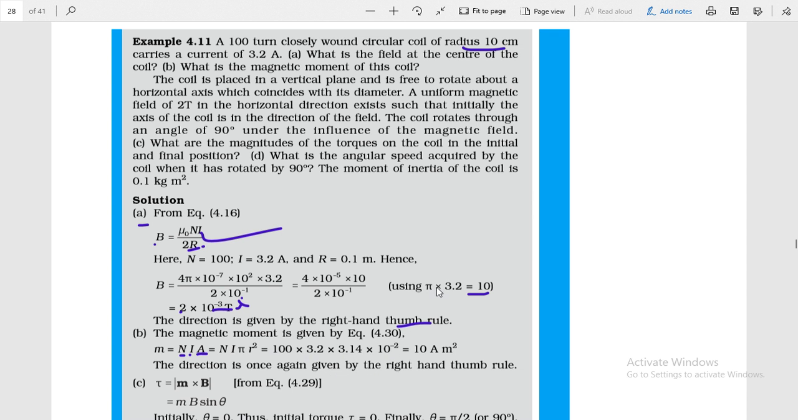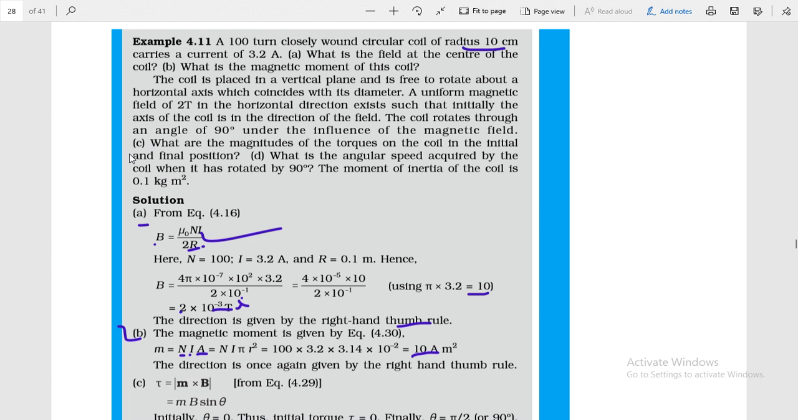Similarly, pi into 3.2 can be taken as 10, and you will get the result, that is 10 ampere meter square, as ampere meter square is the unit of the magnetic moment. Okay, so I hope you understand the question B, that is actually the part of question 4.11.